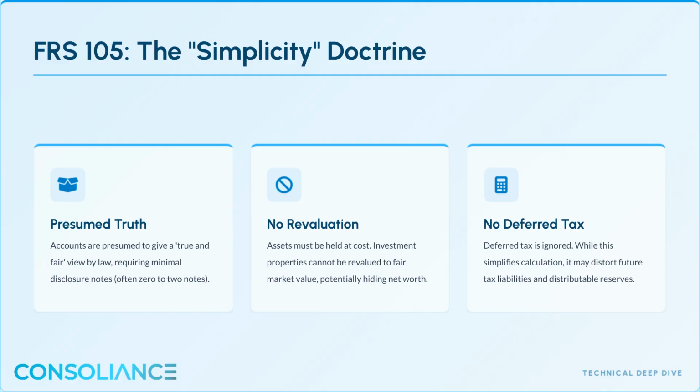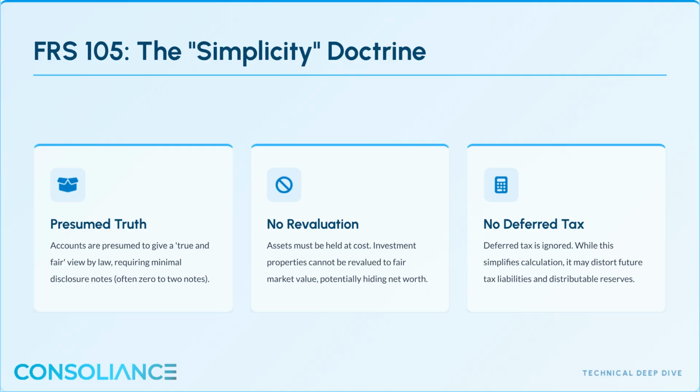Let's look at FRS 105. We call this the Simplicity Doctrine. The major advantage here is privacy and ease. The accounts are presumed to give a, quote, true and fair view by law, and you file very minimal data at Companies House. However, there is a massive commercial downside: no revaluation.